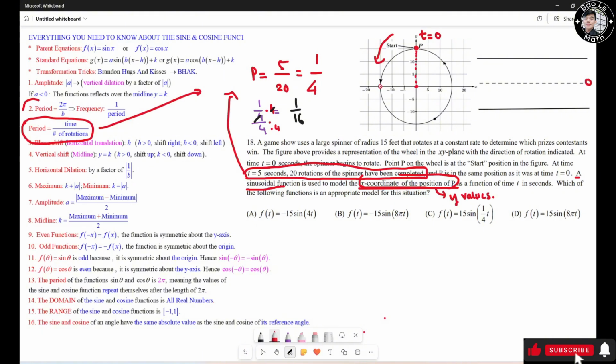The minimum right here is negative 15 if point P goes over here. The maximum is right here. It's going to be 15 if point P goes over here. So this guy should be 15. This guy should be negative 15. And this is the x-coordinate.